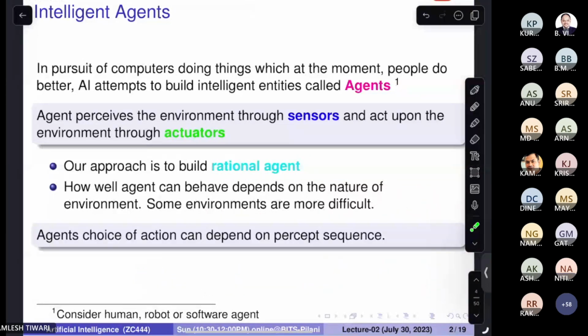There is an interesting thing that I wanted to tell you: how well the agent can behave. Now here, well is an important word. How can you define the word well? Very challenging. Right now we are not talking about it. We'll talk about this later. How well the agent can behave, it depends upon the nature of the environment.